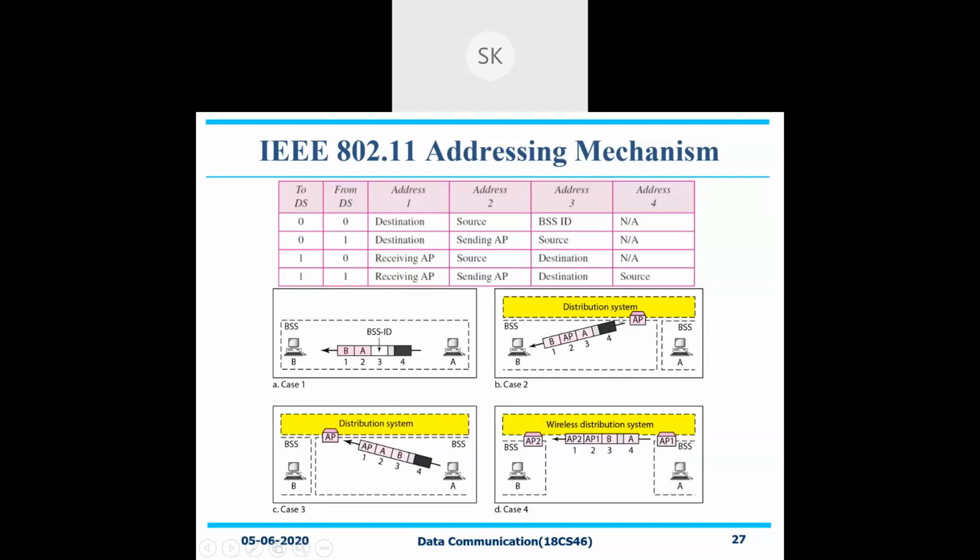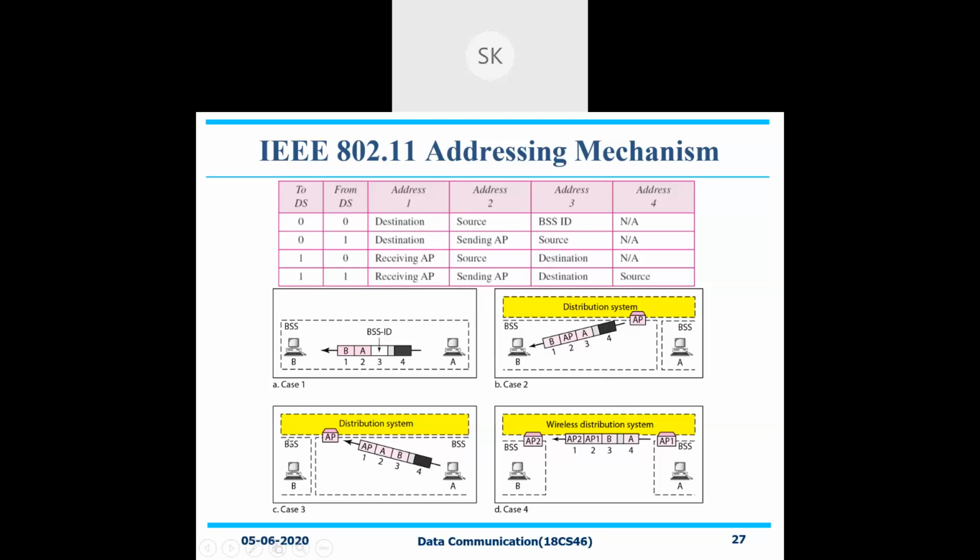The next point is that there is an access point available at that particular time. This is one BSS, this is another BSS. A is in one BSS and B is in another BSS. Now these two need to communicate, so there will be an access point. From the access point, the sending access point will be taken care of, along with the destination and the source. Each addressing will be maintained accordingly. The destination is B, so the access point is AP, followed by A as the source.